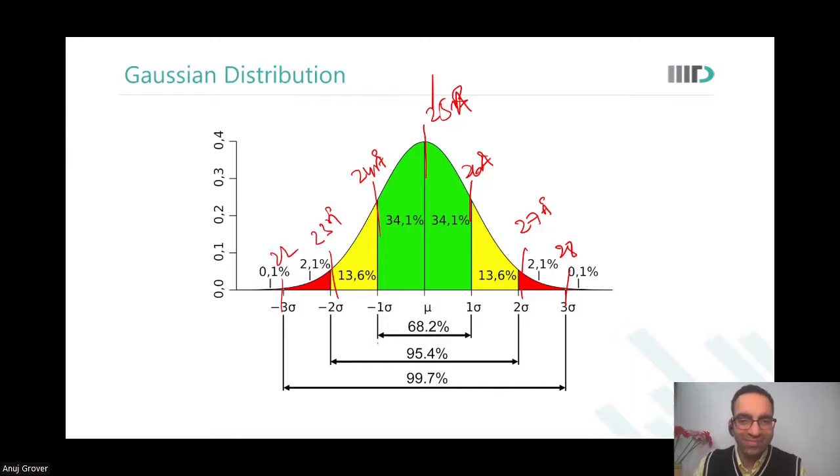As we are moving away from the mean, the number of samples is reducing. Have you experienced this? Yes, sir. So when we say that SNM is 6 sigma qualified, what do we mean?